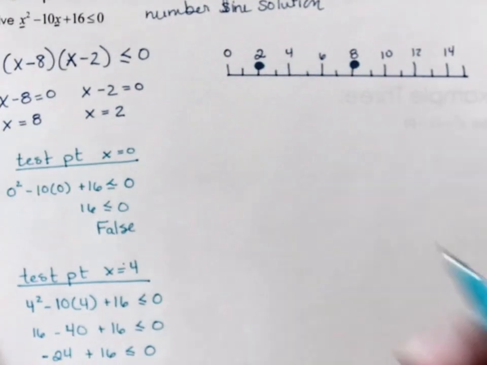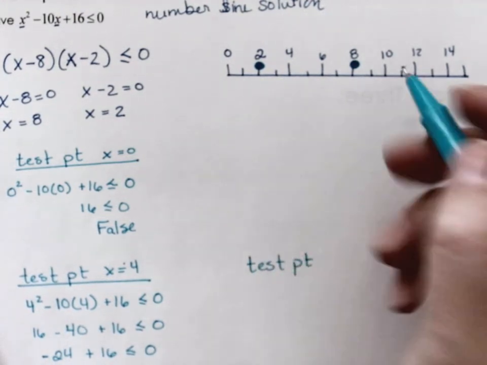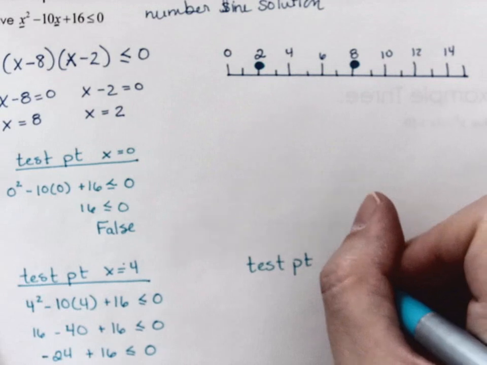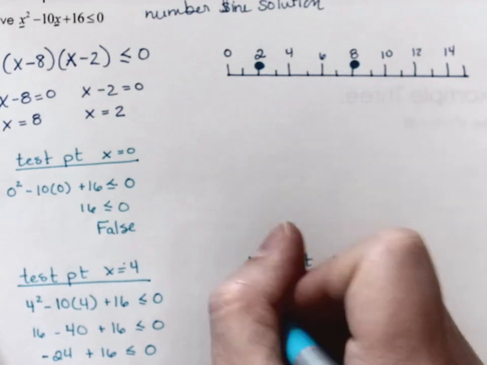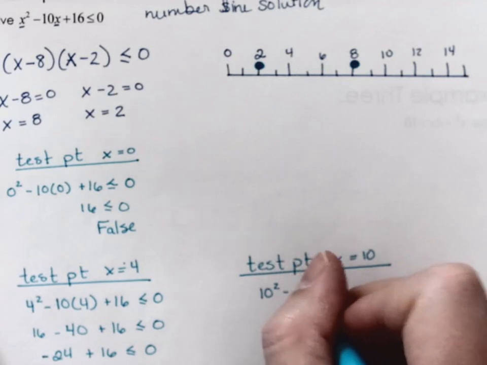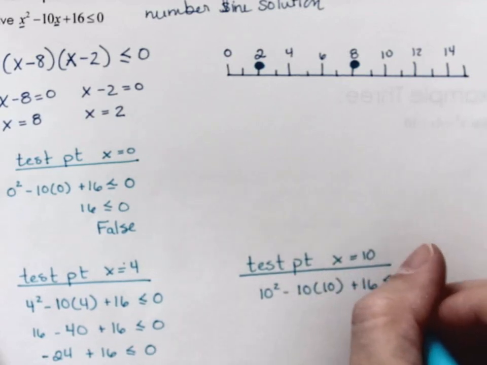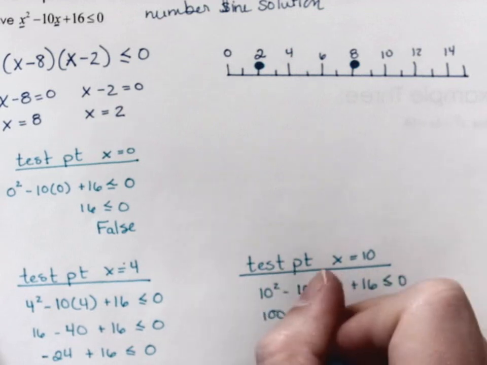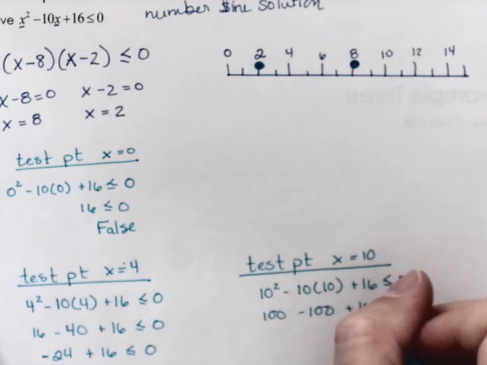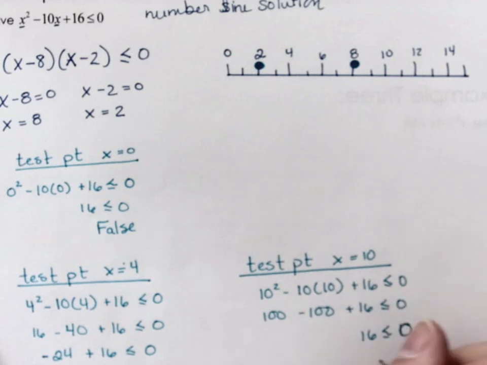That's good. And just for funsies, I'm going to pick a test point beyond that, when x is 10. Again, I'm always going back to that original equation. So I have 100 minus 100 plus 16 is less than or equal to 0. So 16 is less than or equal to 0, and that is false.